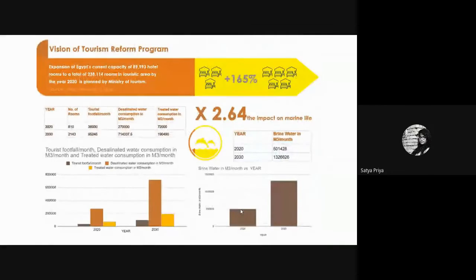For the tourism, by 2030, the government of Egypt is trying to increase the hotel capacities in Egypt. So how it's going to change is what we are trying to see here. By 2030, there's going to be a surge of tourists coming. If we are not changing anything within the tourism right now, with regards to the desalination and the water and the footfall of the tourists and all, the impact is going to be 2.64 times the impact right now on marine life, and that is a huge amount which we cannot afford. So we are proposing different strategies for this.